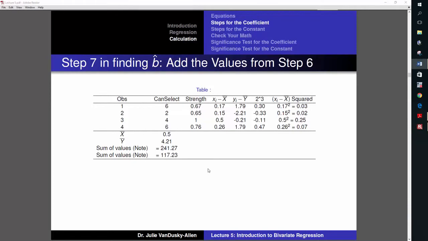The next step in finding b hat is adding all the values from step 6 together. After adding all of the 987 values together, the value I calculated was 117.23. Note that this value is the denominator in the b hat equation.